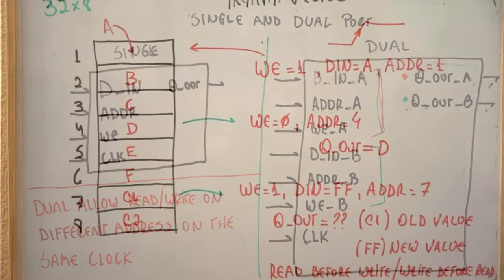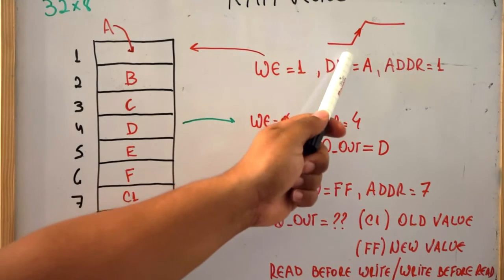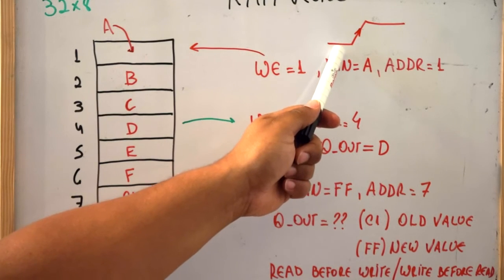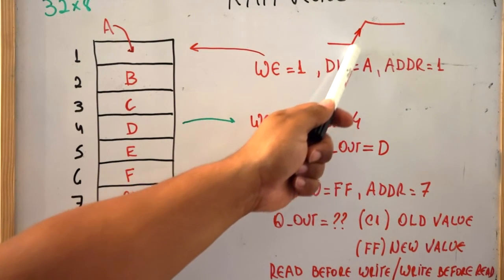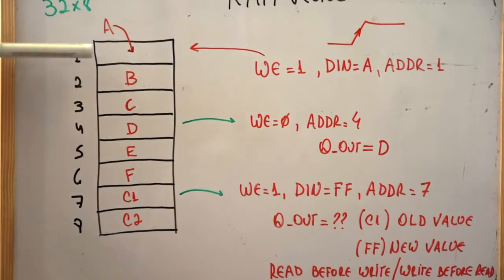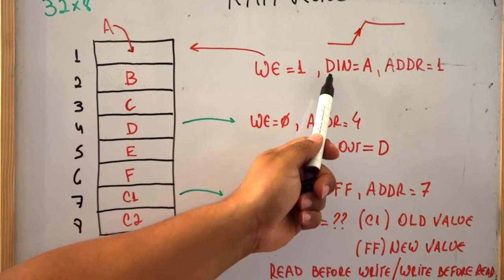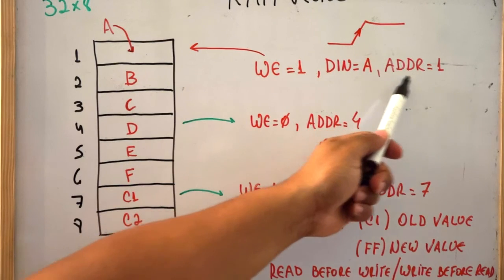Okay guys, let's see now how the RAM works in a little bit more detail. Here we have a RAM block which has 8 positions, and we can store words that have up to 32 bits. As usual, this RAM block will execute on the rising edge of the clock. In this case we want to push the value A into the first position. In order to do that, we put the write enable to 1, the data input to the value that you want, A, and the address to 1.